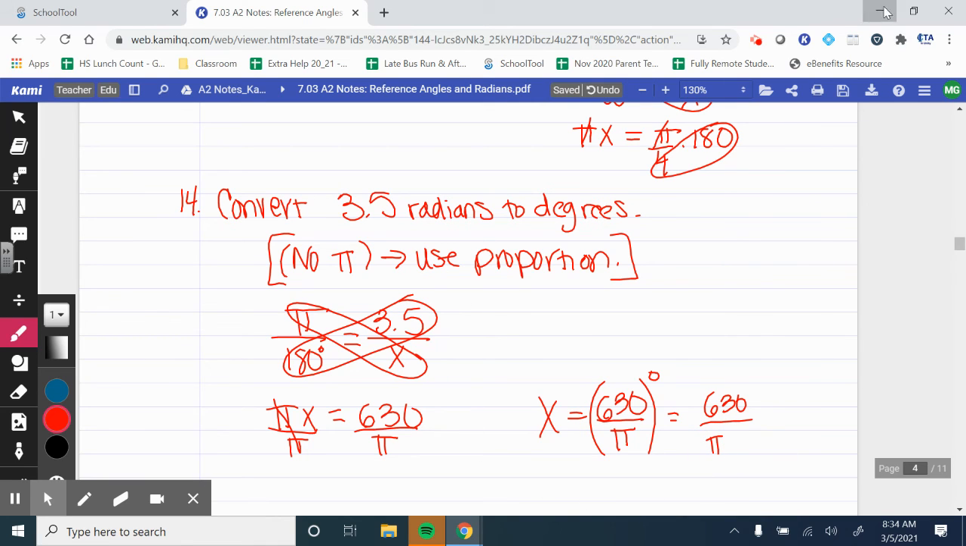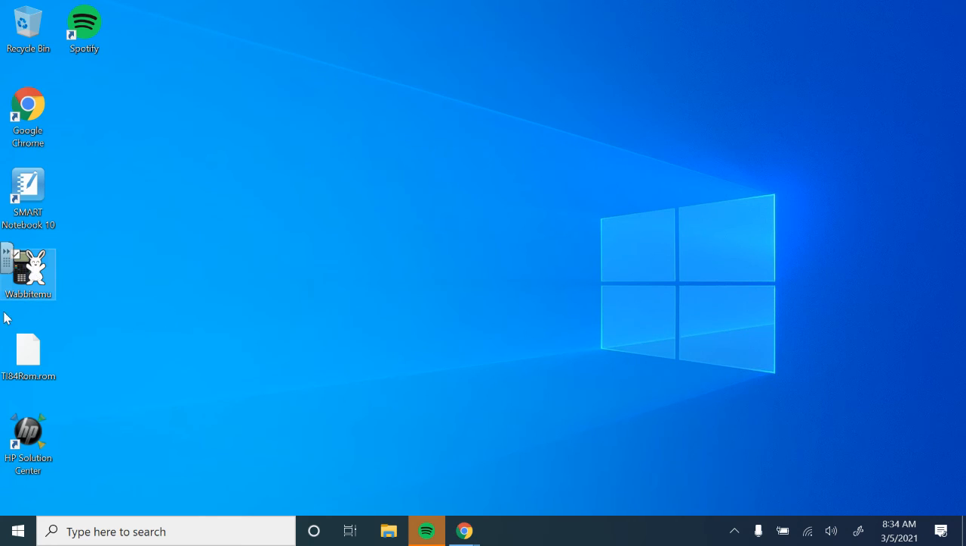So let me grab this calculator real quick here.